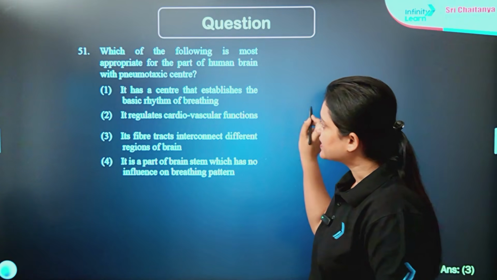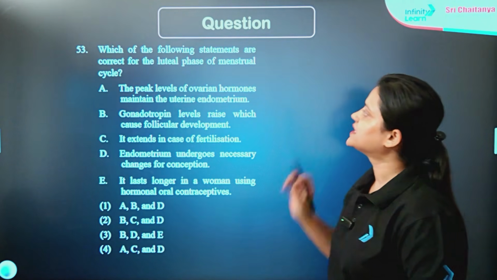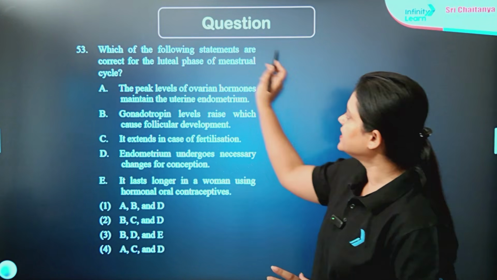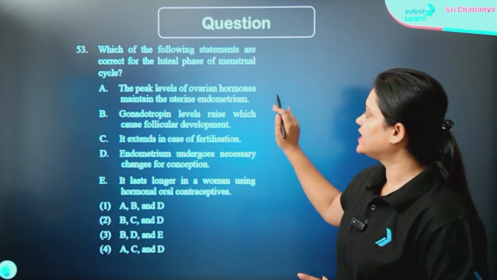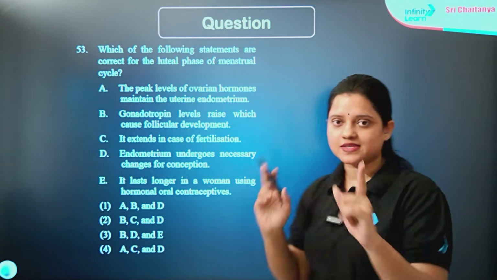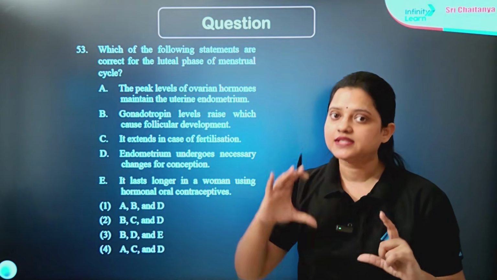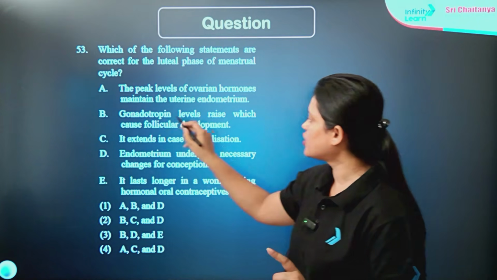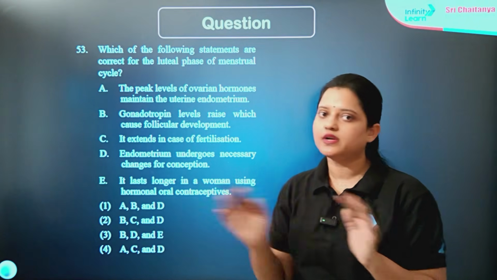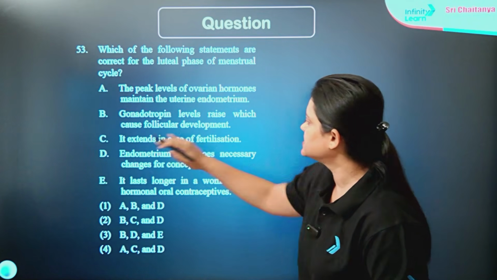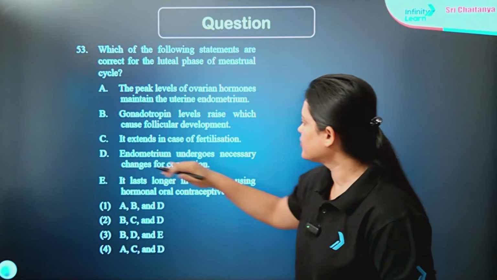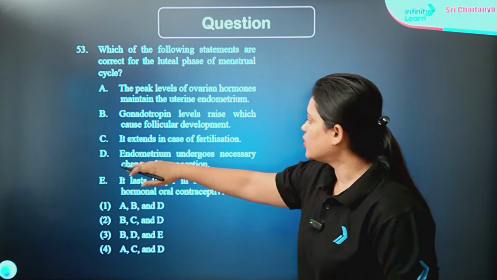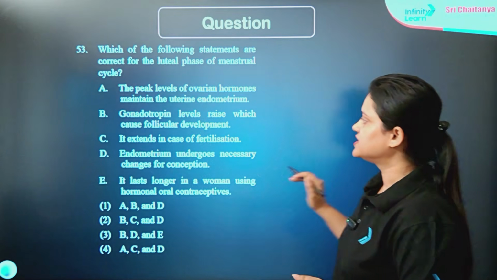So it is 3. Next question, which of the following statements are correct for the luteal phase of menstrual cycle, that means after ovulation? So we want here the correct statement. The peak level of ovarian hormone maintain the uterine endometrium. Yes. So endometrium lining will be thickened at this time because of progesterone and estrogen. So A is correct. Gonadotropin level raises, which causes follicular development. No follicular development here. It extends in case of fertilization. That's true. Endometrium undergo necessary changes for conception.